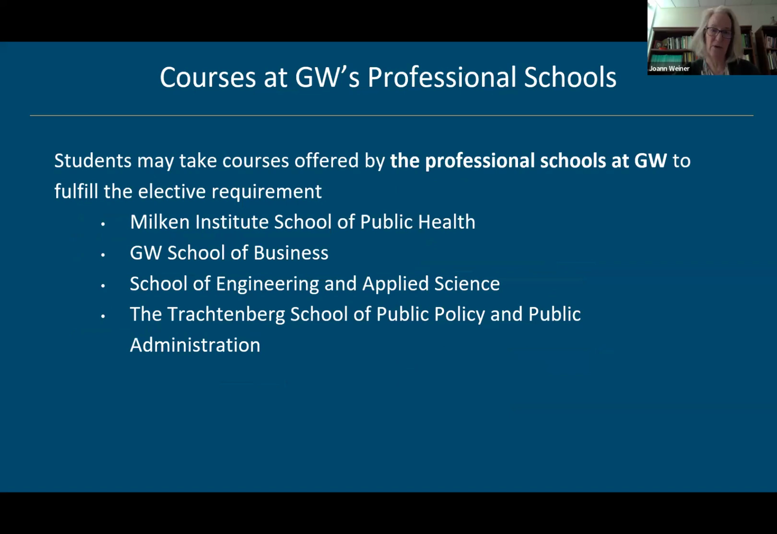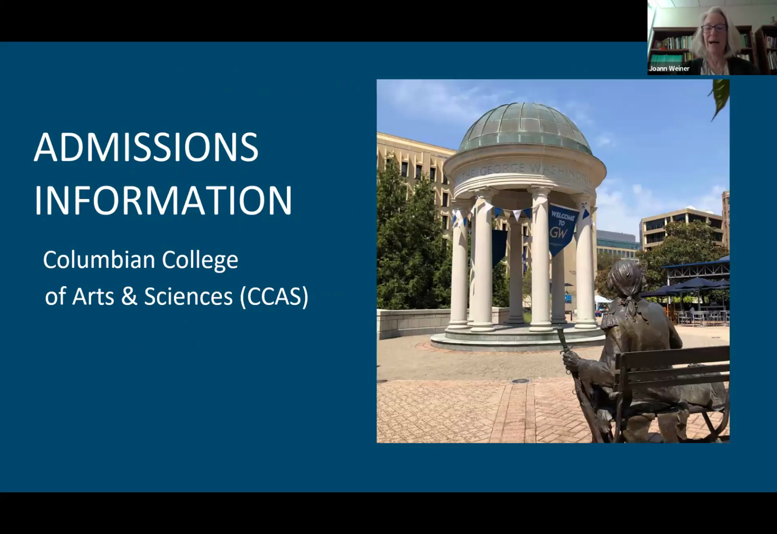Students may also take courses at some of our professional schools, which I've listed here and mentioned earlier. That is one of the nice things about being at a full campus like George Washington University: we have schools in public health, business, engineering and applied science, and public policy and public administration. Our students may take courses in those areas to enhance their degree, and if they want to specialize in something beyond economics. I know many of you are here because you're curious about admissions information, so here we go.